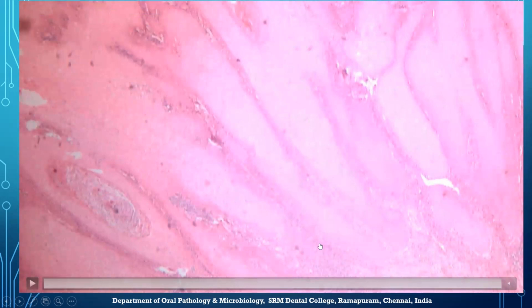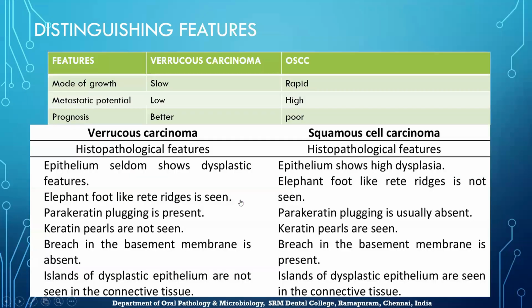and then underlying the bulbous rete ridges, there is chronic inflammatory infiltrate. And also it was appreciated that the dysplasia was very minimal. So these are the basic features which differentiate verrucous carcinoma from oral squamous cell carcinoma.